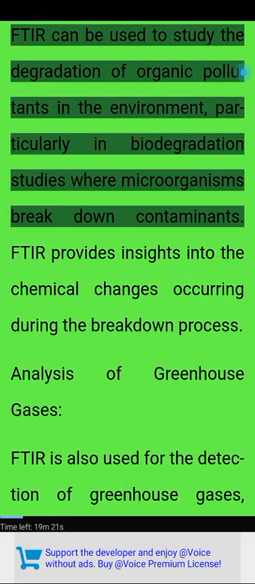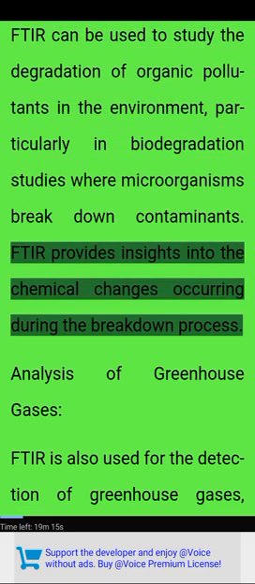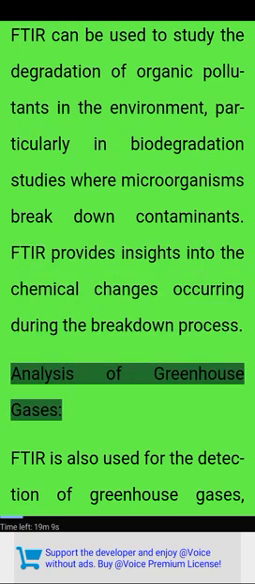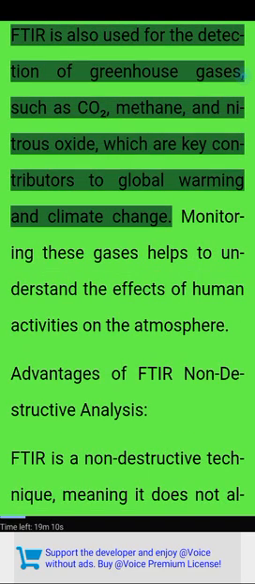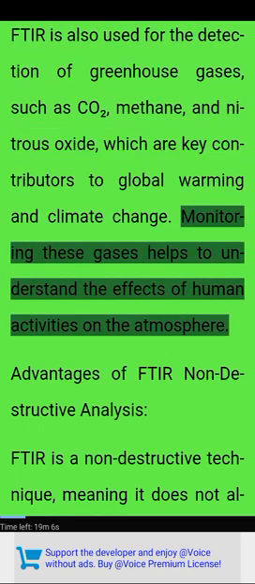Biodegradation studies. FTIR can be used to study the degradation of organic pollutants in the environment, particularly in biodegradation studies where microorganisms break down contaminants. FTIR provides insights into the chemical changes occurring during the breakdown process. Analysis of greenhouse gases. FTIR is also used for the detection of greenhouse gases, such as CO₂, methane, and nitrous oxide, which are key contributors to global warming and climate change. Monitoring these gases helps to understand the effects of human activities on the atmosphere.